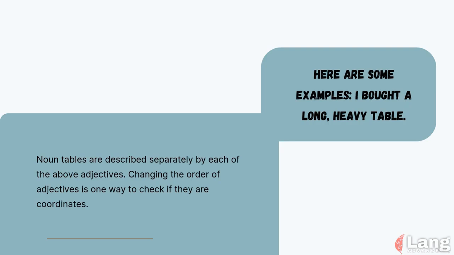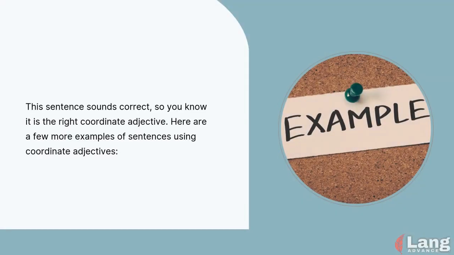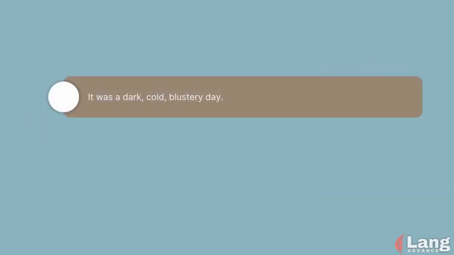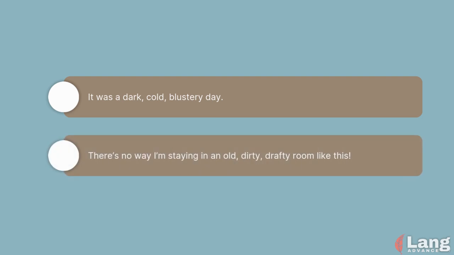Changing the order of adjectives is one way to check if they are coordinate. Here are some examples. I bought a long, heavy table. This sentence sounds correct, so you know they are coordinate adjectives. Here are some more examples of sentences using coordinate adjectives. It was a dark, cold, blustery day. There's no way I'm staying in an old, dirty, drafty room like this.